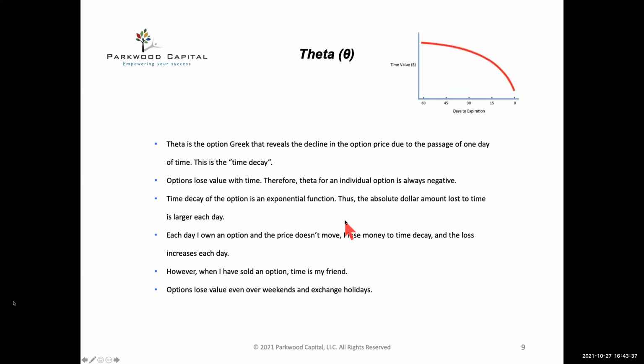So time decay is an important factor, because if I own an option and the price of the underlying stock doesn't change, I'm losing money. My option is getting cheaper each day. Now, if I've sold the option, I'm on the opposite side of that, which is why people like to sell options very often.